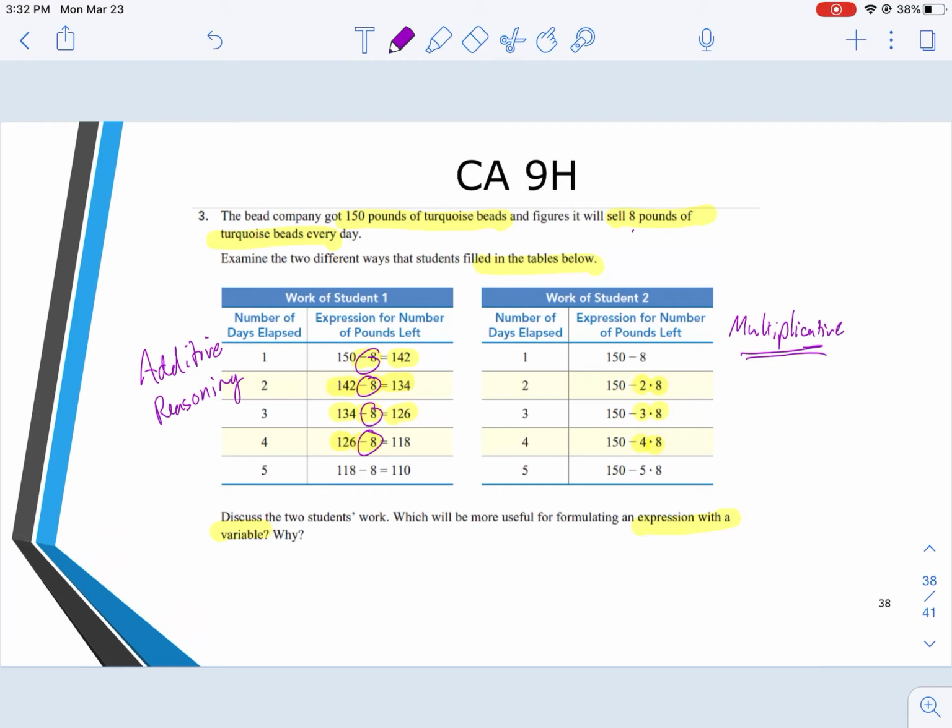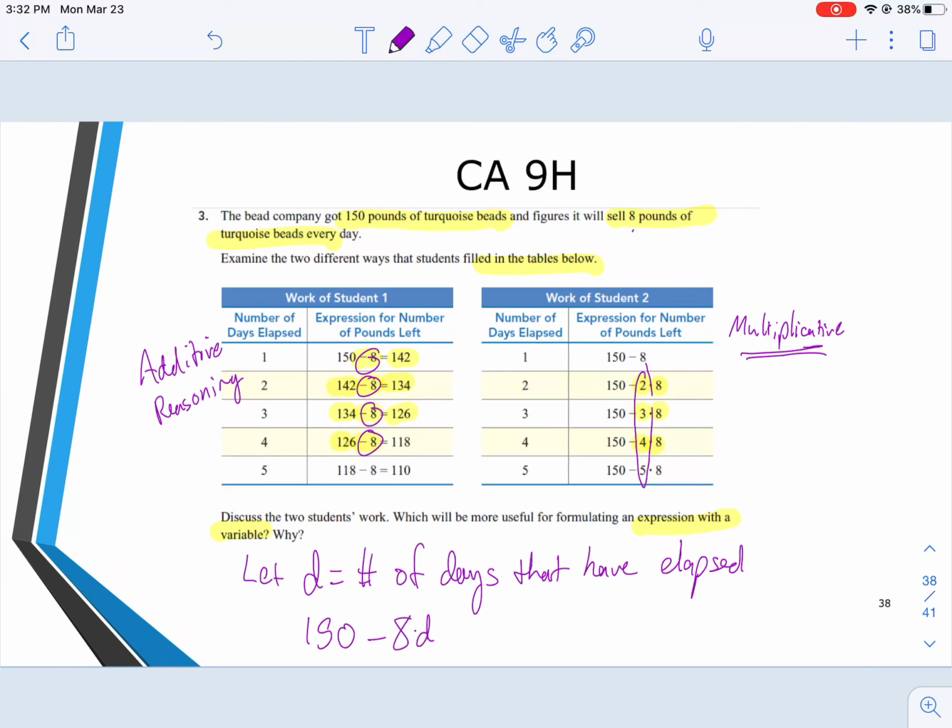I think it would be more useful to use the multiplicative because in here we see the value that is varying. This value is varying. So in this case, the variable, we're going to let d equal the number of days that have elapsed or passed. And so the expression for how many beads are left is 150 minus 8 times d. And I did switch it around here.